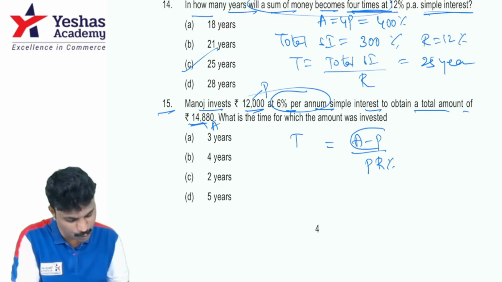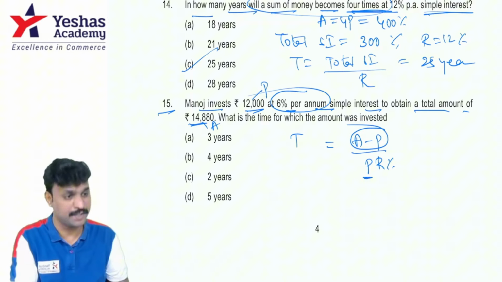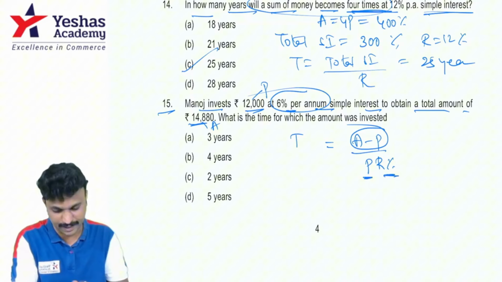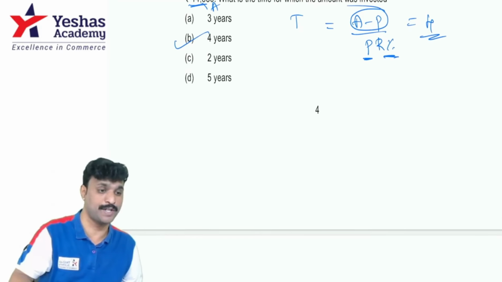Guys, first of all, do A minus P. What is A minus P? 14,880 minus 12,000 divided by, first divide P, that is 12,000, again divided by R percent, that is 6, press a percentage button. So you get 4. So 4 years is the right answer, option B.